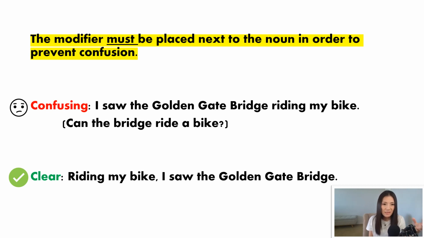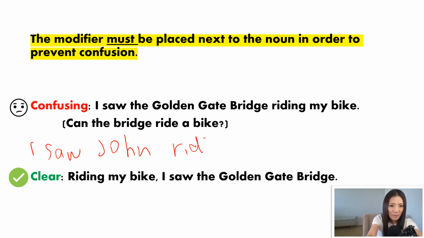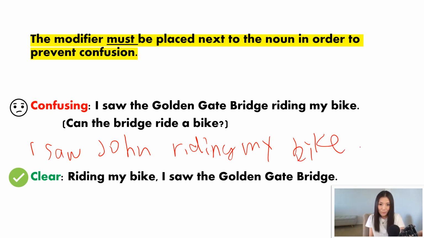So a confusing sentence might be, I saw the Golden Gate Bridge riding my bike. Can the bridge ride a bike? What if I said, I saw John riding my bike? Please excuse my writing. If I say I saw John riding my bike, then John is riding my bike, right? I saw him riding my bike because I lent it to him. So it's exactly the same sentence structure.